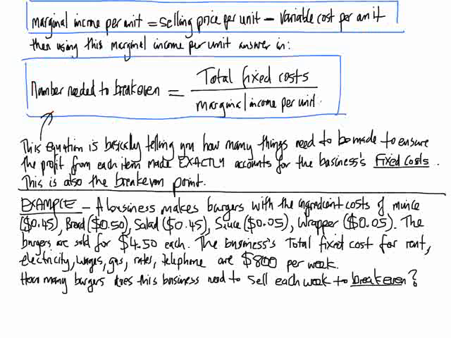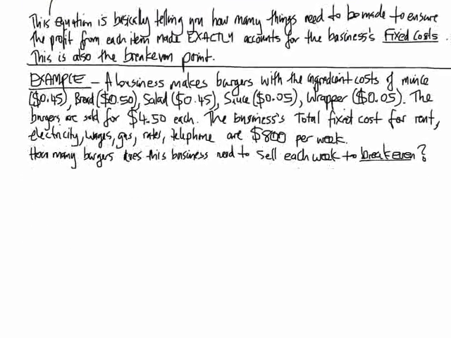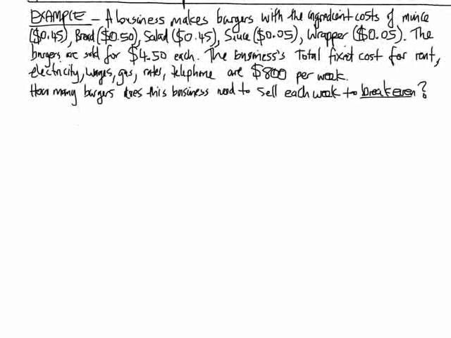It's basically telling you how many things you need to make to ensure the profit from each of those things accounts for all of the business's fixed costs. That is when you would break even. Okay? So the best way to illustrate this would probably be to do an example. So let's get into that.